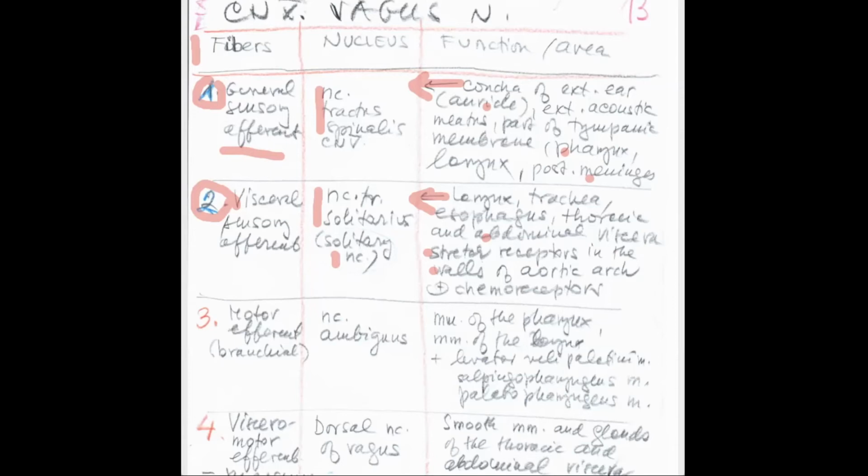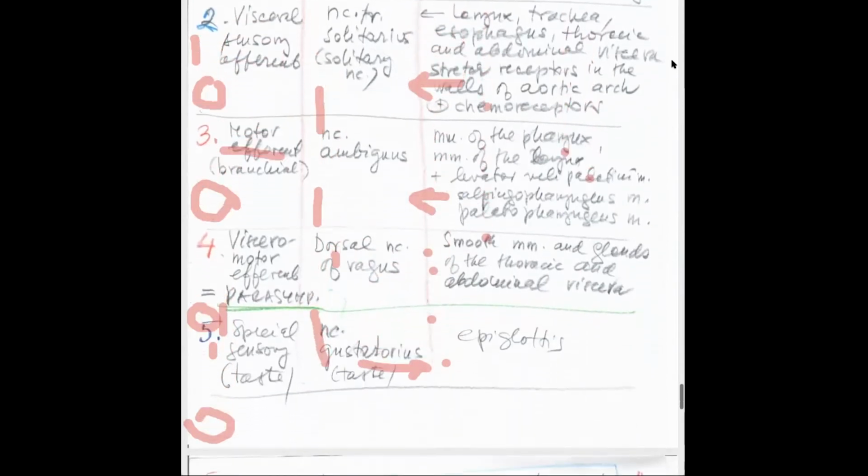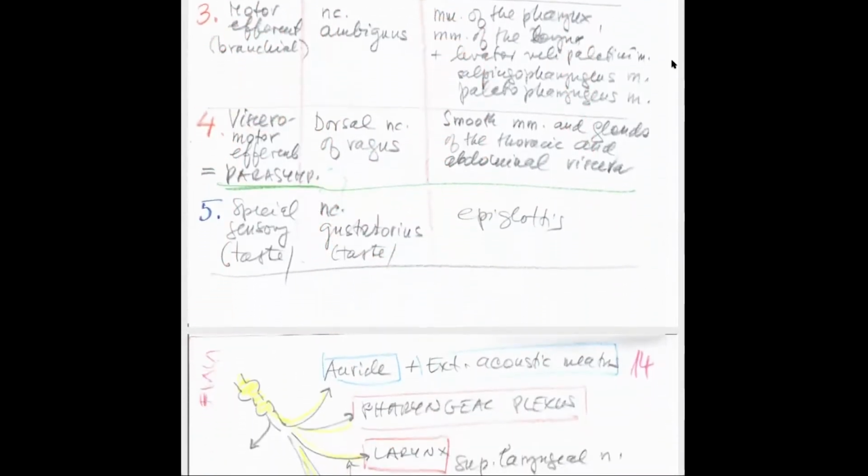The third category comprises the motor efferent, innervating the branchial muscles, or muscles of the branchial arches. There is the nucleus ambiguus, common for nerves number 9, 10, and 11, and the nucleus ambiguus innervates the muscles of the pharynx, muscles of the larynx, plus levator veli palatini, and then small muscles attached within the wall of the pharynx, the salpingopharyngeus and palatopharyngeus. And the last category on this page is visceromotor, efferent. Maybe the whole page will be better and clearer with the drawings.